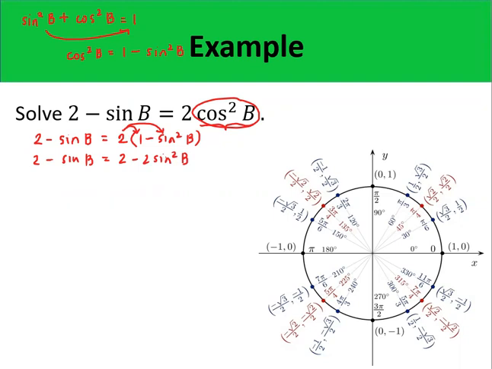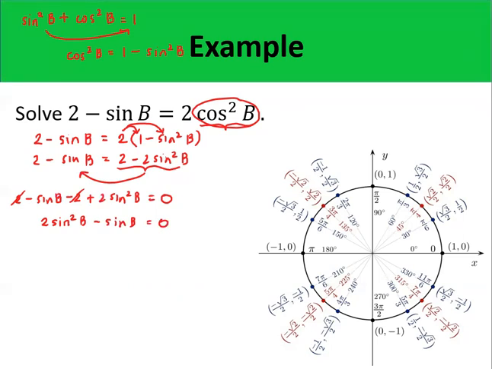So we shall transpose all the terms at the right side going to the left side, and we get 2 minus sine b. These are the terms at the left side. And then the terms that are transposed will now be written as negative 2 plus 2 sine square b, and then equals, the right side will now be 0. So combining like terms here, the positive 2 and the negative 2 will cancel out, and we get 2 sine square b minus sine of b is equal to 0.